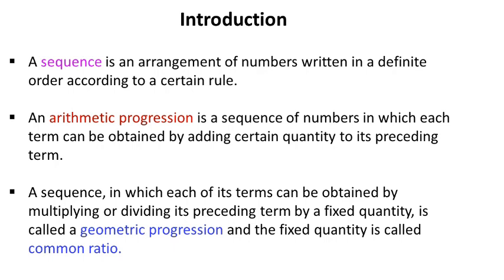In arithmetic progression, we got the sequence in such a way that a certain quantity was to be added or subtracted. Now here in geometric progression, we are going to multiply or divide its preceding term by a fixed quantity. In arithmetic progression, that quantity was called the common difference. Here it is called the common ratio.